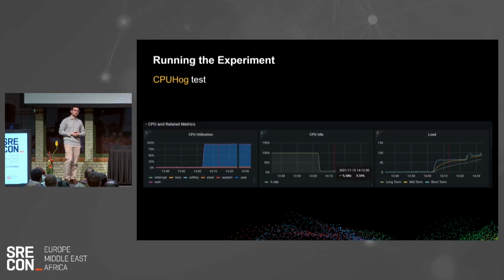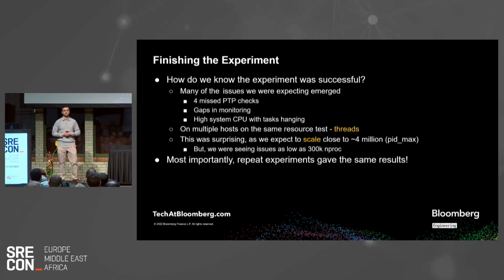Here's another experiment. This was not for threads. This was for CPU hog. So here, we just loaded our CPU. And the reason I brought this slide in is because we actually see some missing metrics on this test as well. And this is to say that all of our tests had some of the symptoms, but only one actually reproduced all of the issues altogether. And that's what gave us the data to know that we were confident that one particular test was responsible for our contention issues. So how do we know the experiment was successful?